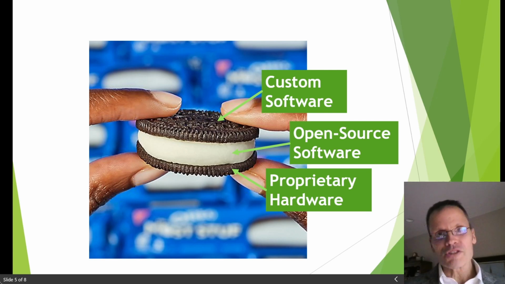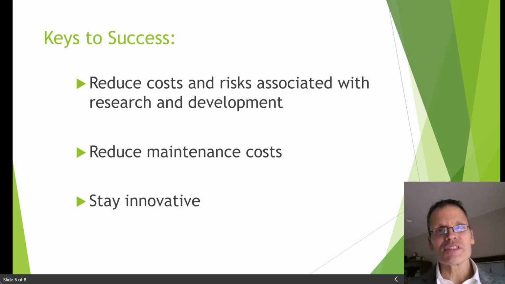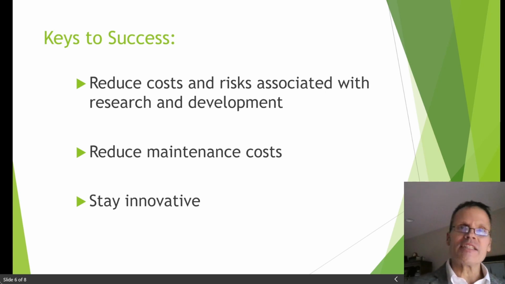And that is the story, that is the strength of open source software, building this cookie together that you can take a bite out of. So keys to success in industry and in academia when starting a product or, again, improving an existing product, it's reducing costs and reducing risk during your research and development phases. But then it's also recognizing that the majority of the costs associated with software is not in the development of that software, but it's in the maintenance of that software.